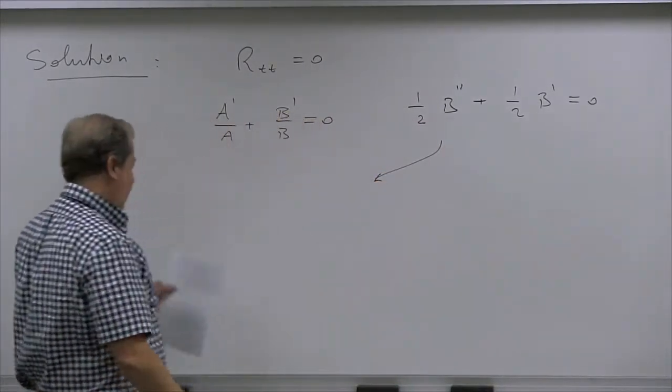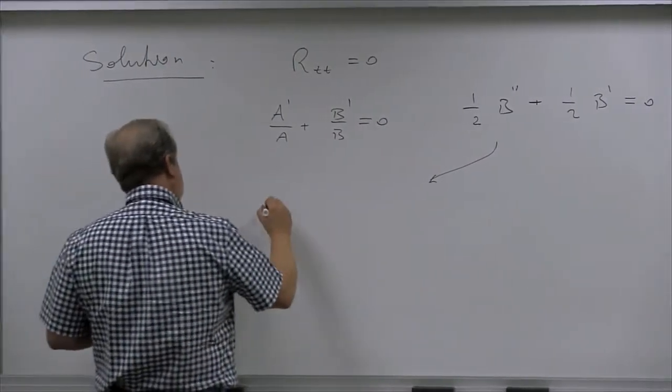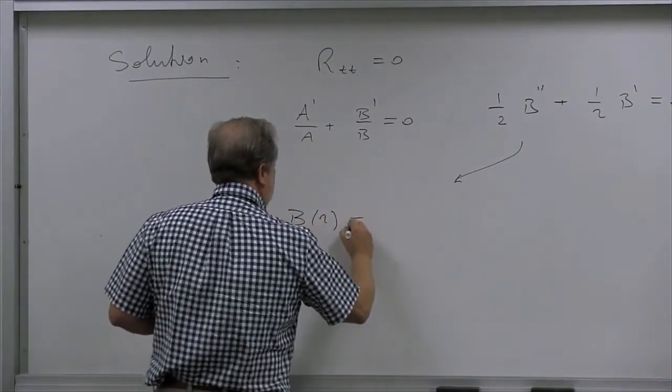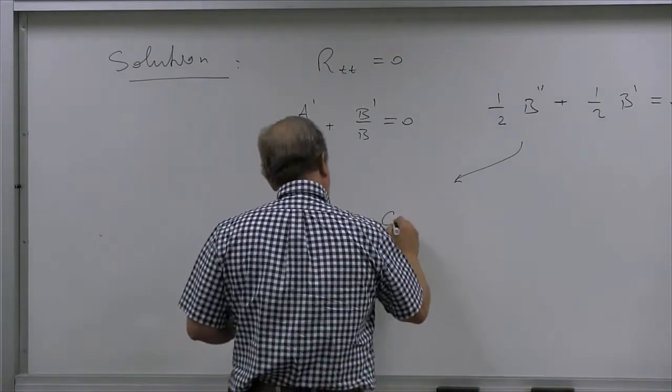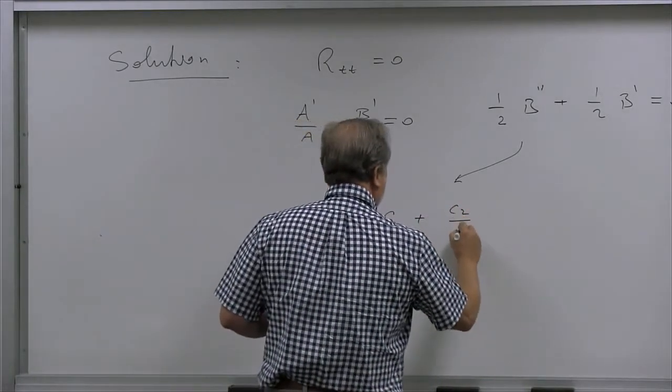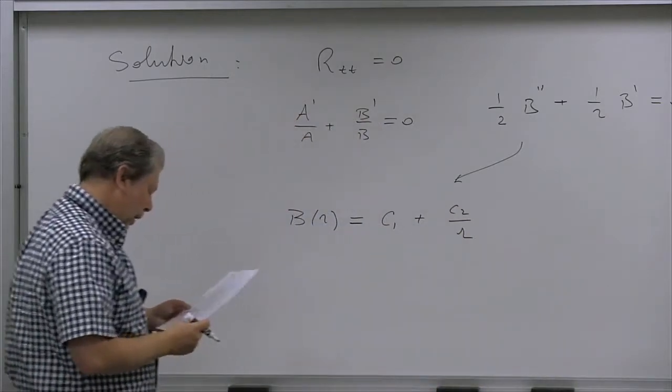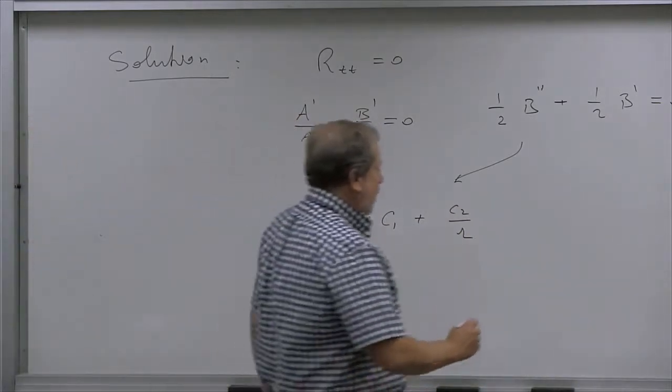And if that is indeed the case, then the solution to this is that B of R is going to be given in terms of some integration constants. So C1 plus C2 divided by R, right?